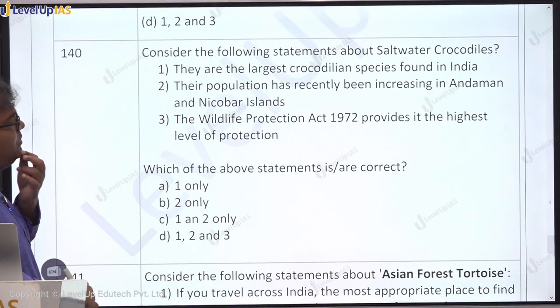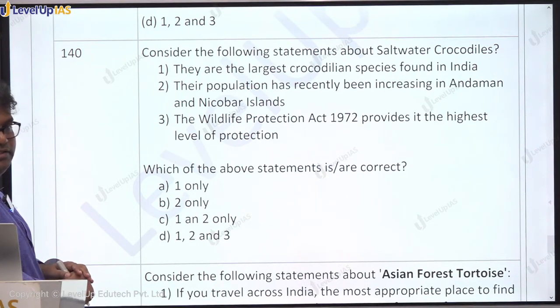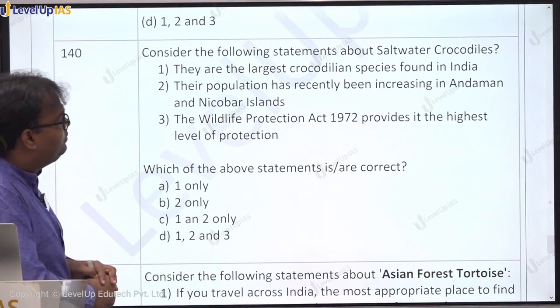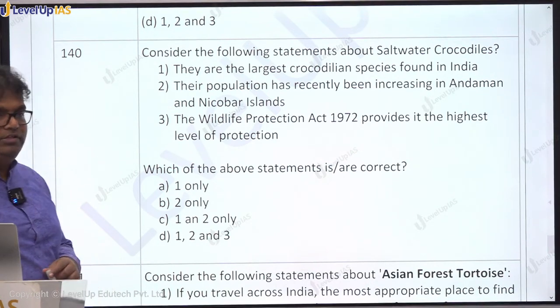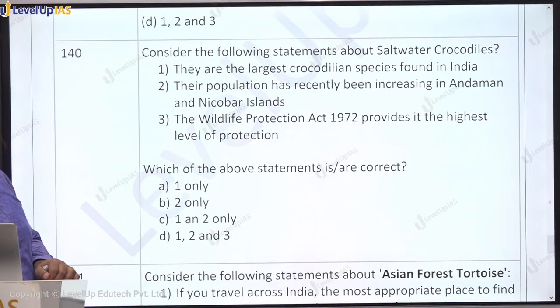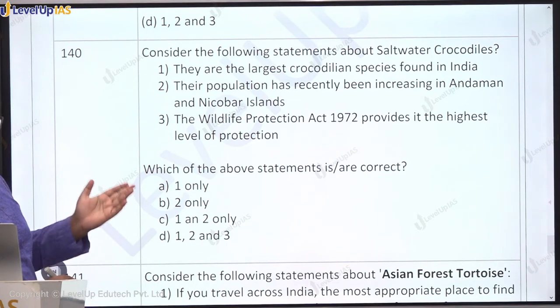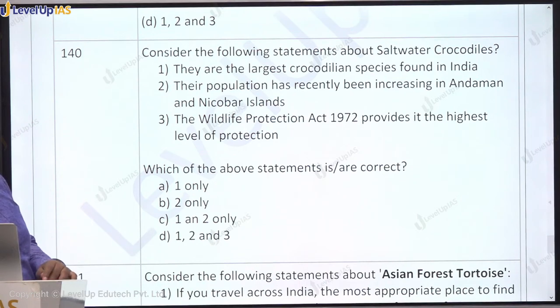Their population has recently been increasing in Andaman Nicobar Islands. Yes. The Wildlife Protection Act provides it the highest level of protection. Yes. It is in Schedule 1, but they want that it should be moved to Schedule 4. Andaman Nicobar wale log chahte hain ki it should be moved to Schedule 4 so that it could be declared vermin and hunted and killed because their population is increasing a lot. So 140 ka answer would be D. 140 answer would be D.